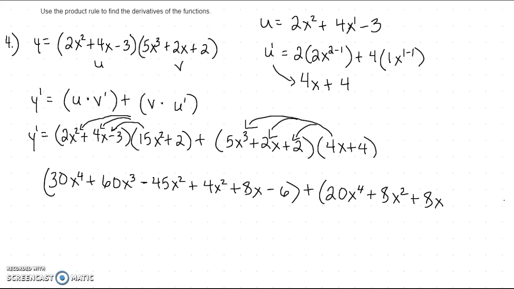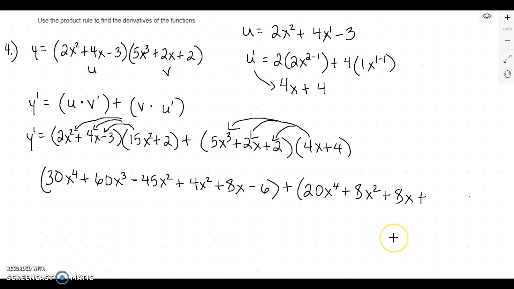And we're going to do the same thing with the 4 here. We're going to distribute the 4 into the other side here. So 4 times 5x cubed, 4 times 2x, and 4 times 2. That will give us 20x cubed plus 8x plus 8.